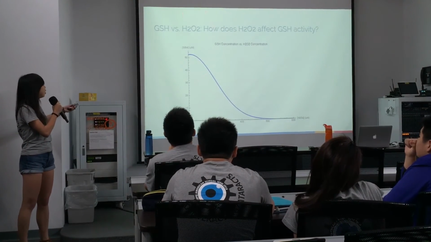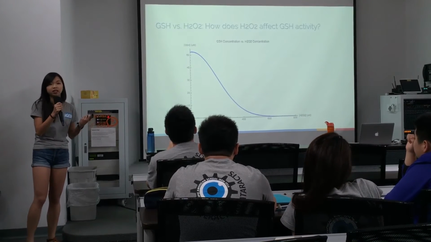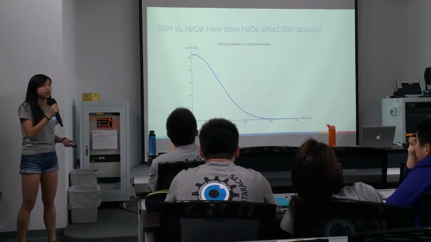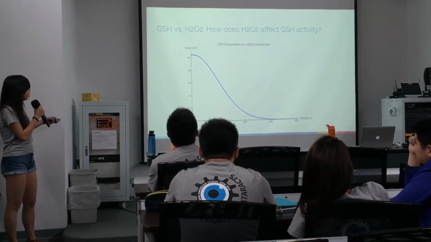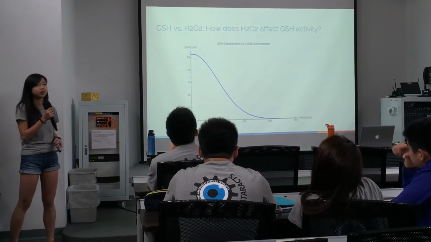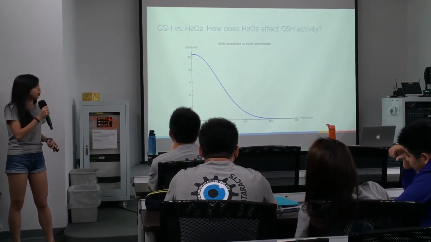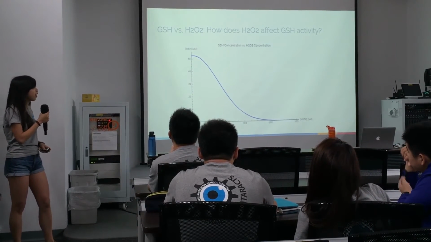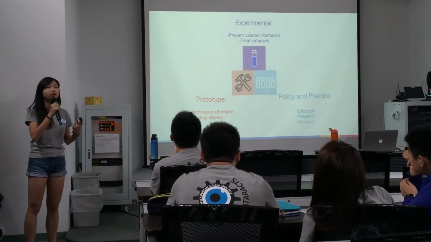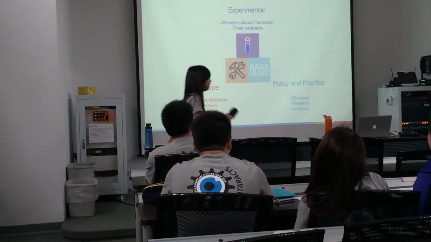This is an example of the model we have so far, and this answers how the hydrogen peroxide affects the GSH activity. As you can see in the graph, the higher the concentration of the hydrogen peroxide, the lower the GSH activity. So with these models, our experiments can run more smoothly. Now that I covered the prototype and the modeling of our project, I will hand my microphone to Zach.